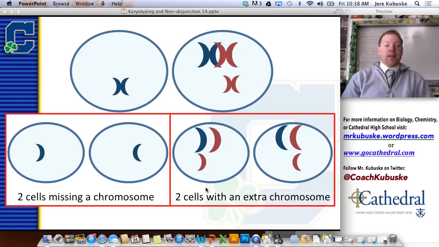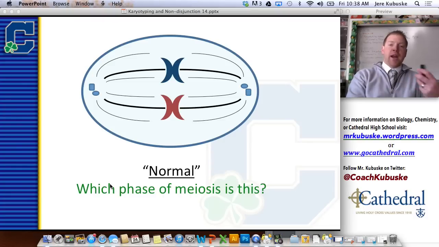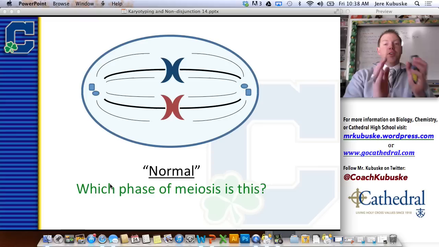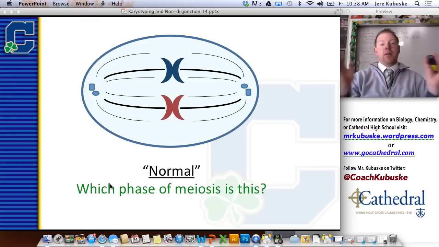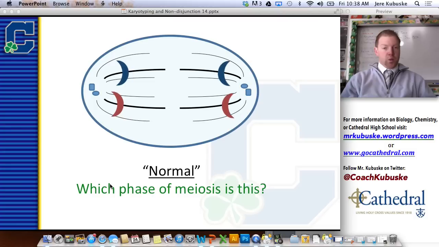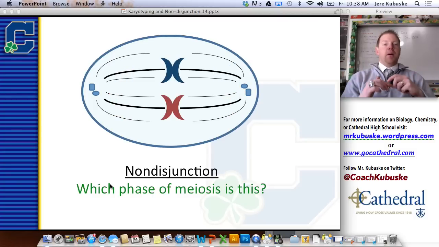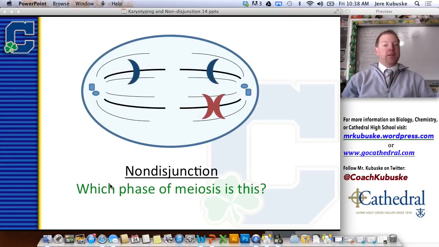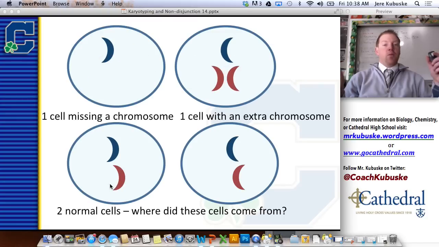Okay, the resulting cells are what we have down here at the bottom. So these 2 cells are missing a chromosome. These 2 cells have an extra chromosome. So no matter what, if you get one of these 4 cells, there's going to be some type of genetic disorder. If it occurs during anaphase 2, okay, the homologous chromosomes should separate normally. But during non-disjunction, one of the homologous pairs does not separate, and therefore one of the cells gets 1 chromosome and the other gets 3. Okay, and this is what they should look like at the end.